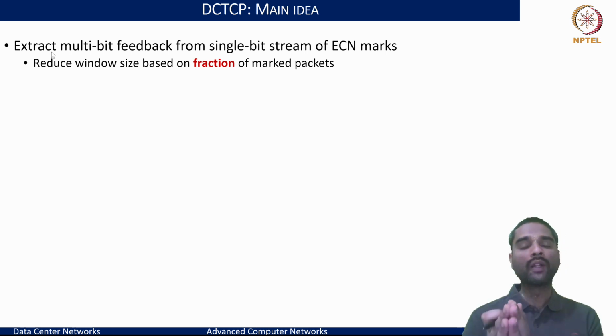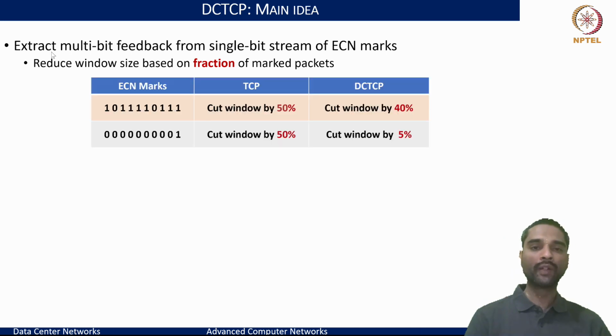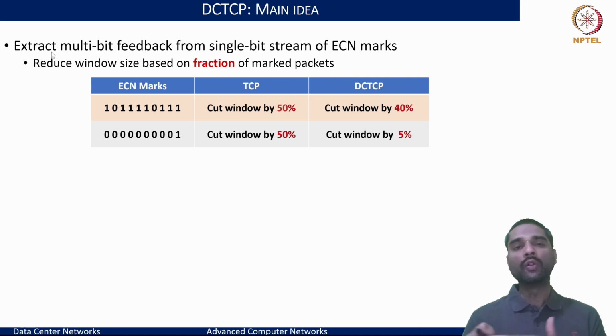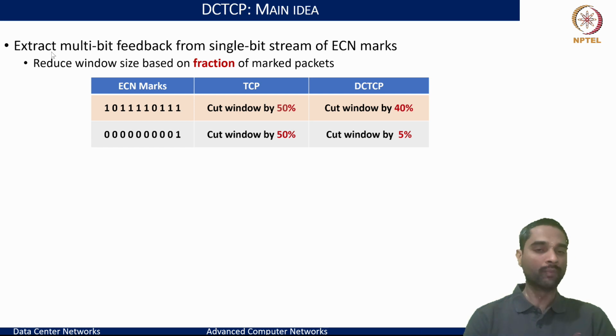Rather than completely reducing the congestion window by 2, I would reduce the window size based on the fraction of the packets that were marked in a given RTT. And this way, you would be able to adapt how much you ramp down, rather than ramping down all the way to 50%. And this was exactly the core idea of DCTCP.